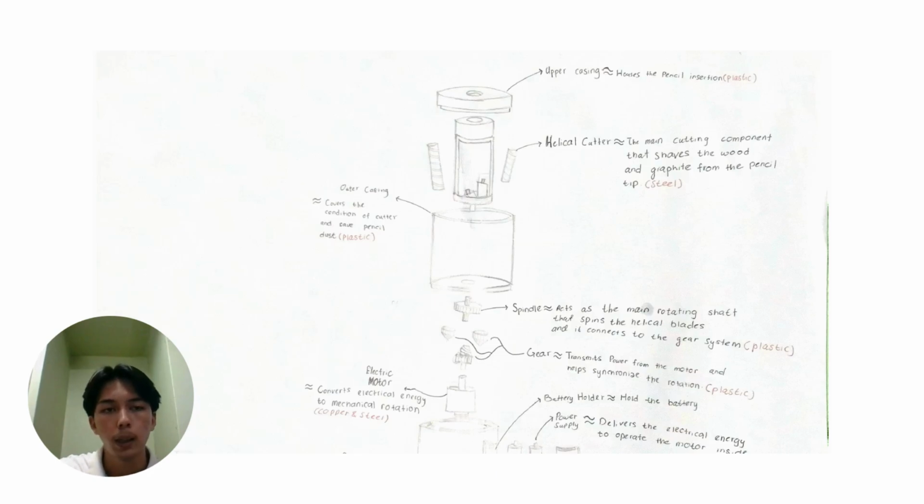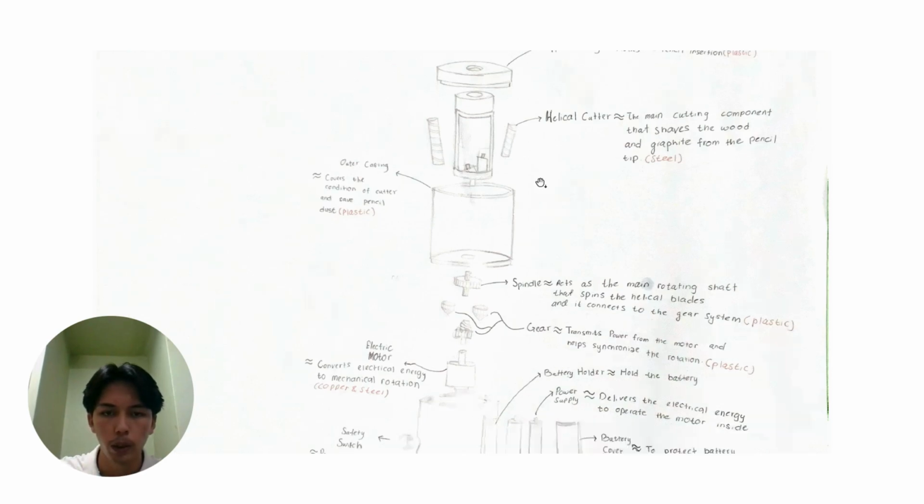So the main cutting component that shaves the wood and graphite from the pencil tip, and it is made from steel. And the third one is the outer casing. So it covers the cutter and saves pencil dust, and it is made from plastic.